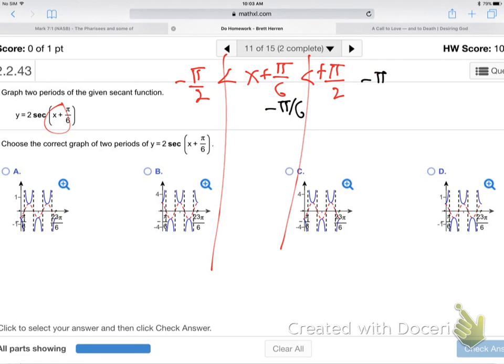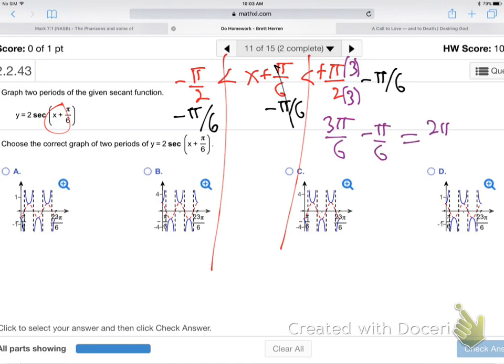Subtract pi over 6 from both sides. Like that. And then you got to get a common denominator. So, done this before. Top and bottom by 3. So that'll be what? 3 pi over 6 minus pi over 6, which is 2 pi over 6, which reduces to be pi over 3. On that one, is that okay? All right, 3 pi minus 1 pi is 2 pi over 6, and then reduce it, pi over 3.